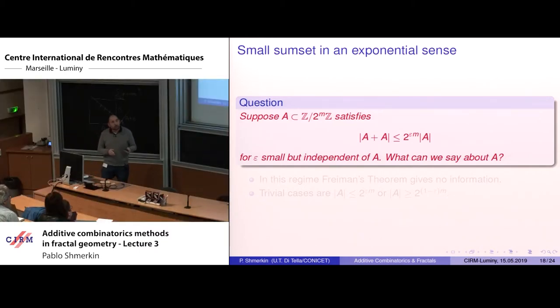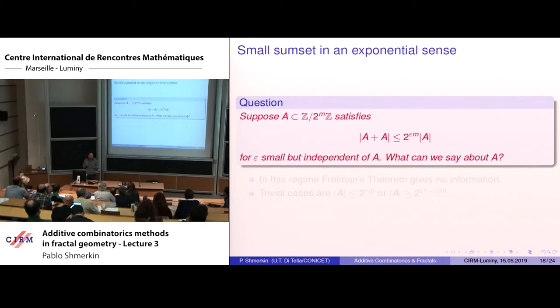Okay, so now, recall that Freiman's theorem works in the regime where the size of A plus A is at most a constant times the size of A. And the constant cannot grow with the size of A. Actually, it can grow, but very, very slowly, at most logarithmically. Once it is a power, even a small power, it doesn't give any information whatsoever anymore. So this is the situation I'm interested in.